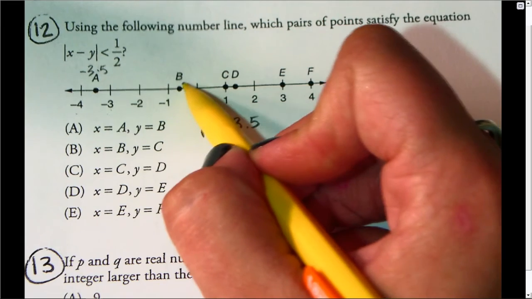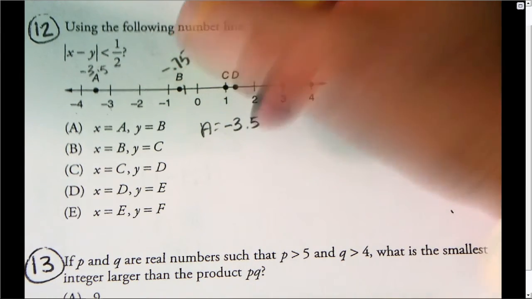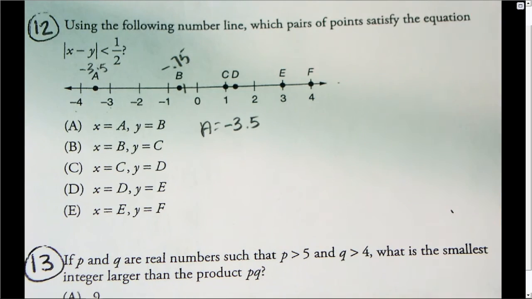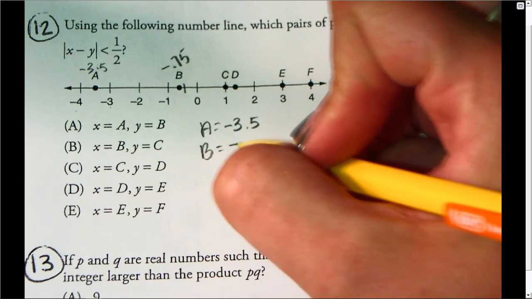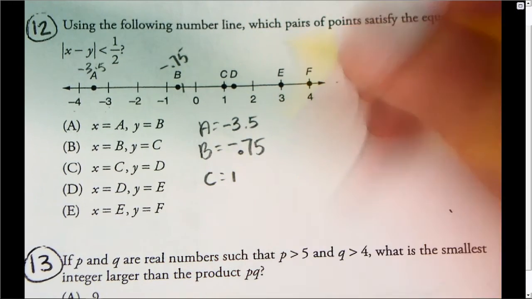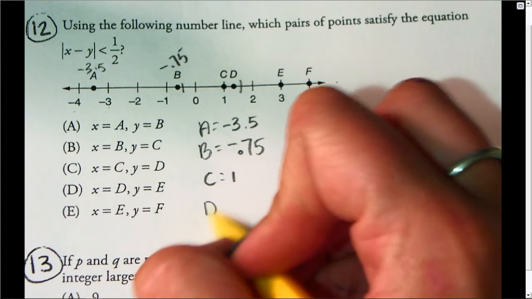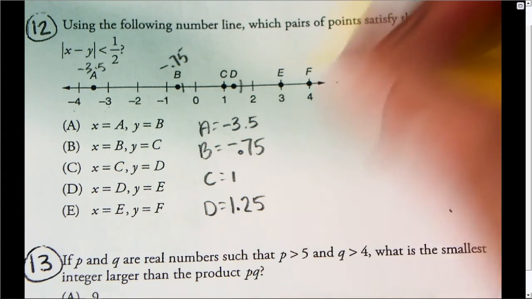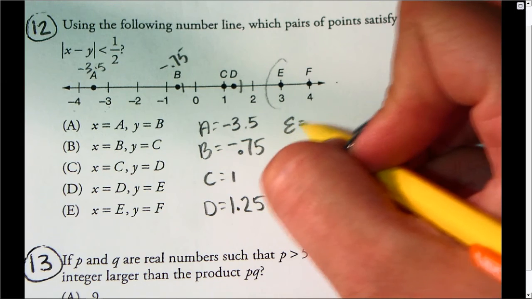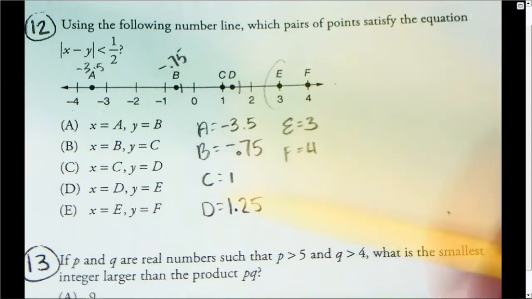B is a little bit further than a half, so I would recommend -0.75. Remember, you're ballparking it. Okay, so B is about -0.75. C is obviously at 1. D is about in between 1 and 1.5, so D is about 1.25. E is clearly at 3, and F is clearly at 4. So these are the values of the variables.